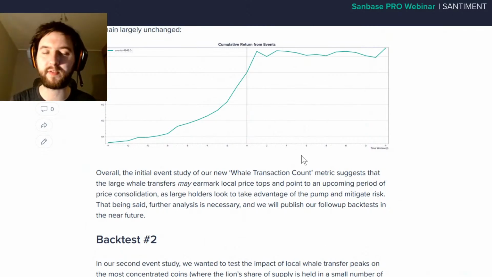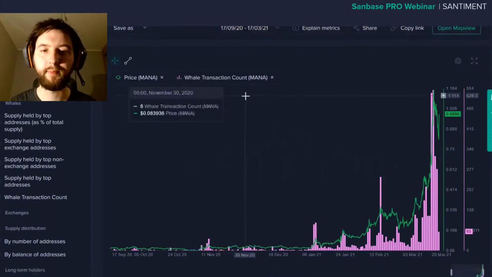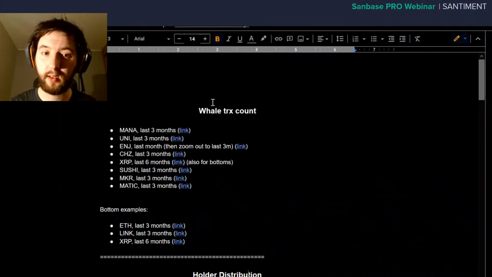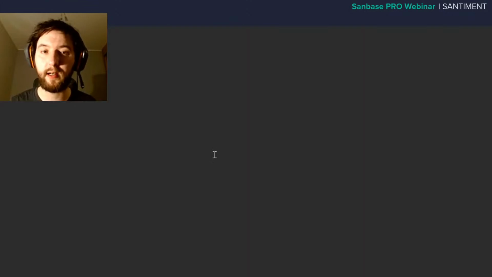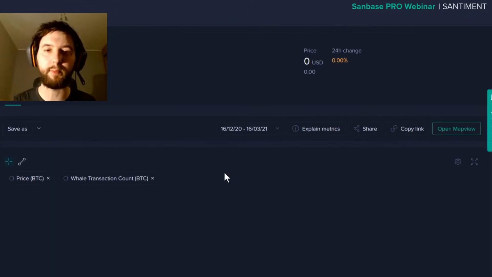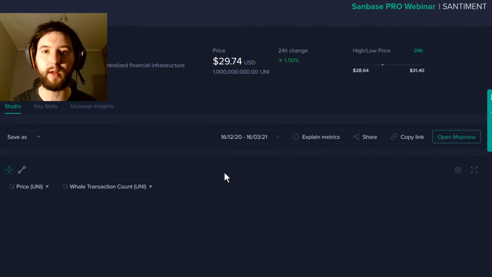So in these types of studies, we have really tried to eliminate hindsight bias as much as possible and look at what the real-time impact of a whale transfer is. Like if you're on our platform and you see a major spike in whale transfers today, what is on average going to be the impact of that spike in the next 14 days on the price of that coin? Hope that makes sense. So I'm going to show a few examples of how this metric seems to coincide with local price tops and the general behavior of a coin.